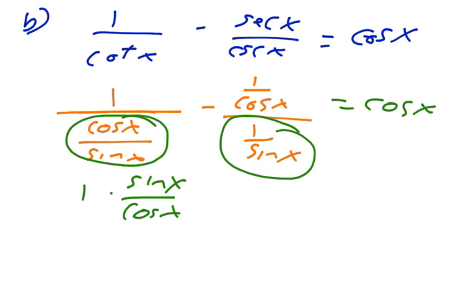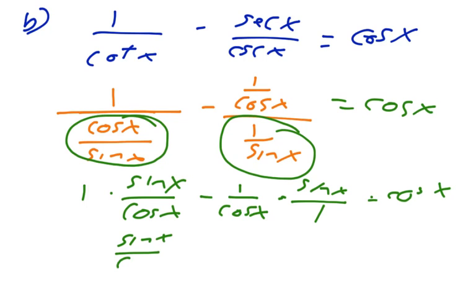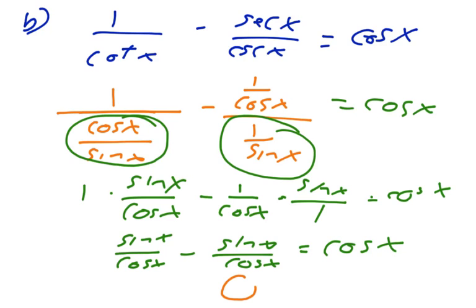Equals cosine x. So we got 1 over cosine x times sine x over 1 equals cosine x. So we have sine x over cosine x minus sine x over cosine x equals cosine x. Well, since those two things are the same on the left side, we get 0 equals cosine x.